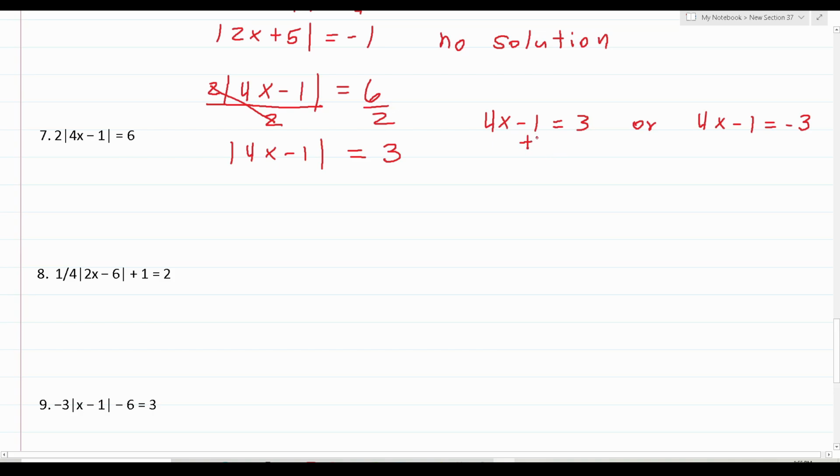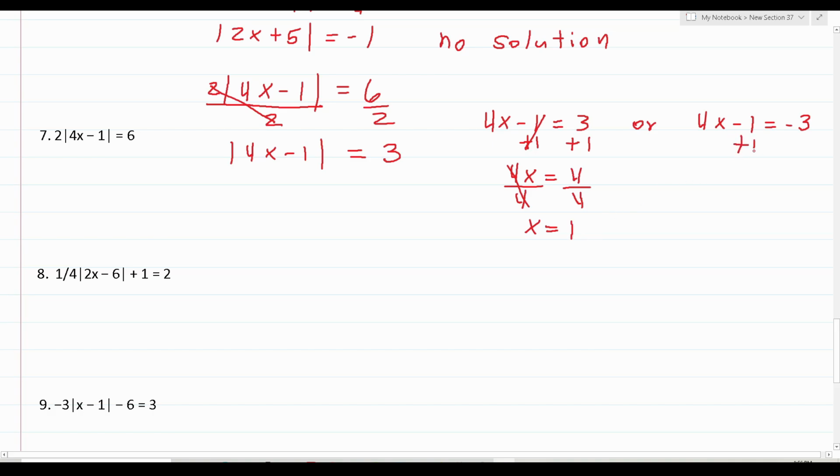For this one, we're going to add 1 to both sides. This is going to cross out here, leaving you with 4x equaling 3 plus 1, which is just 4. Divide both sides by 4 now. This crosses out, leaving you with x equals 4 over 4, which is just 1.